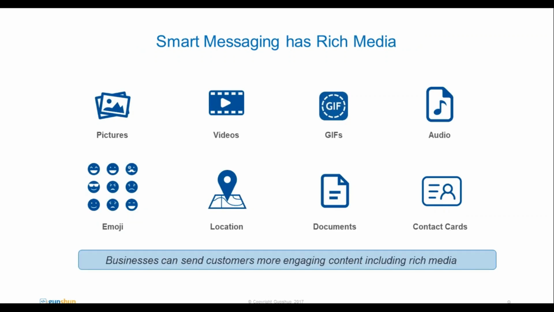Smart messaging also has rich media, which is much better than simple text messages or the simple kind of emails that we often receive from brands or businesses. It can be very interactive in the form of images or emoji. You can have location sharing. You can share documents like account statements and so on.